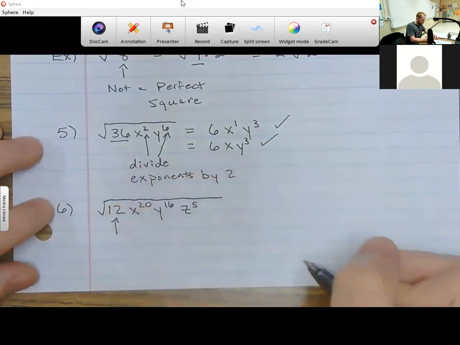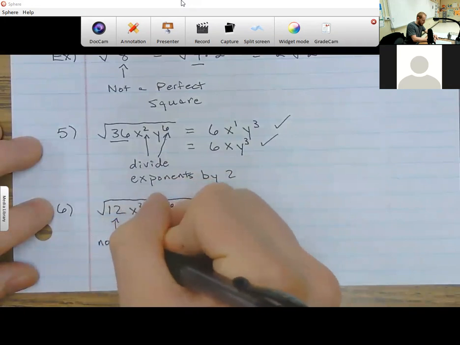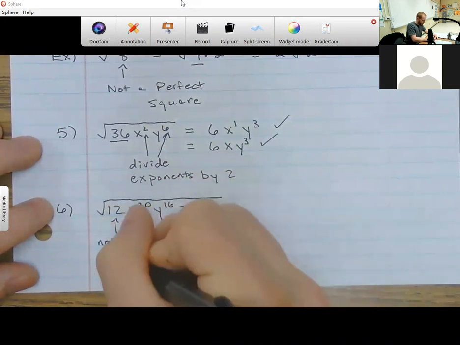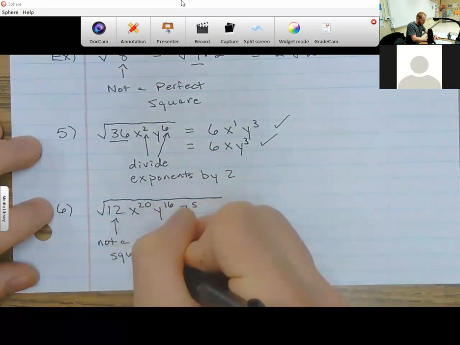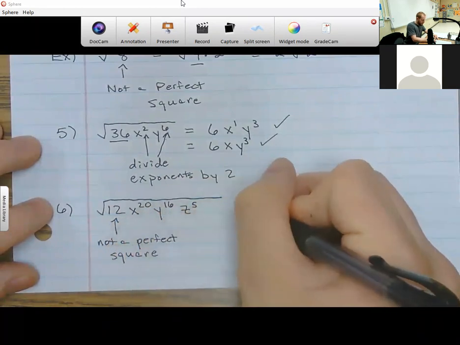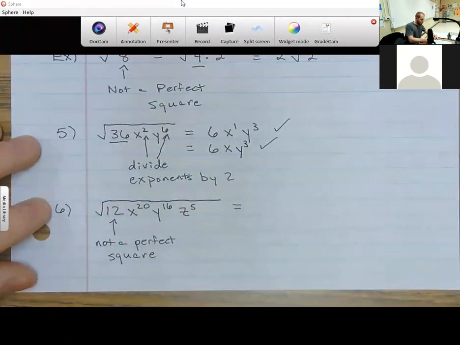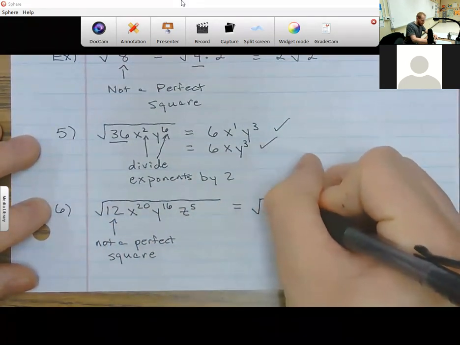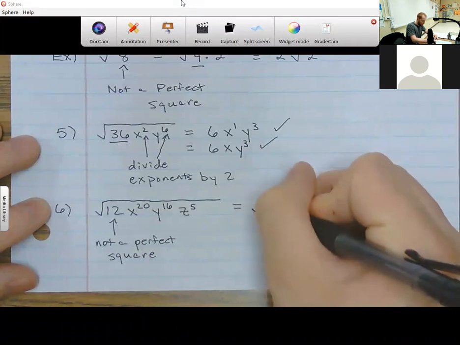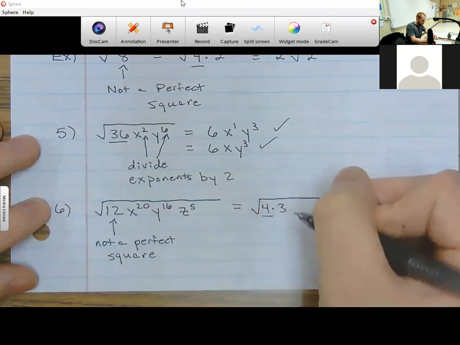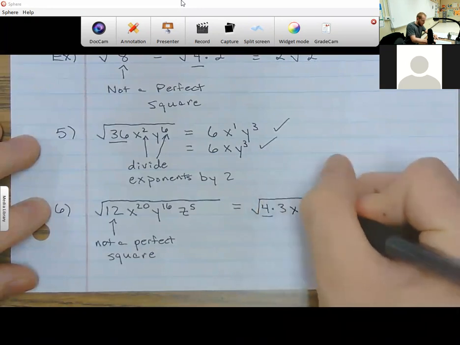So let's take a look at 12 right here. I know for a fact that 12 is not a perfect square. So there's actually going to be something left inside the radical when we get done with this. But what can I break up 12 into? I can break up 12 into 4 times 3, right? 4 times 3. And I'm going to underline the 4 for reasons I'll tell you later.